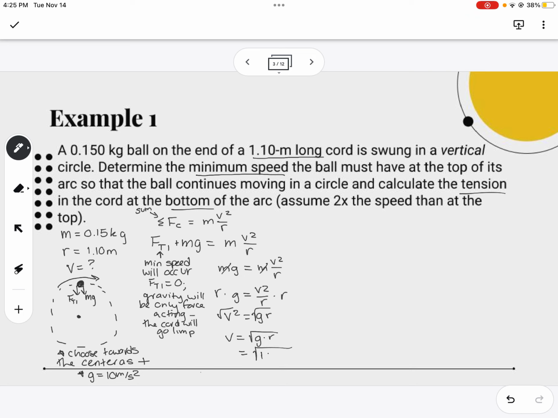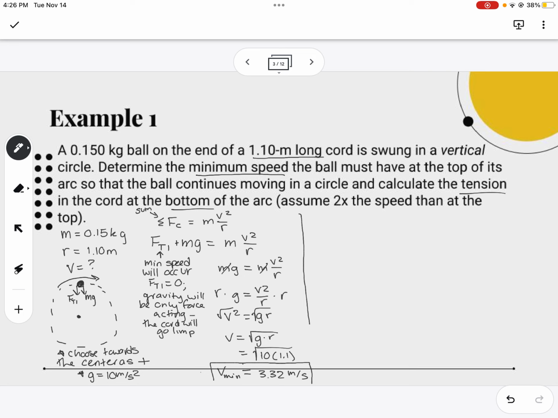Go ahead and plug in your numbers. G is 10 meters per second squared. R is 1.1 meters. When you plug that in, you're going to get about 3.32 meters per second. So this again would be our minimum velocity to maintain our circular path. Okay, that's the first part of the problem.